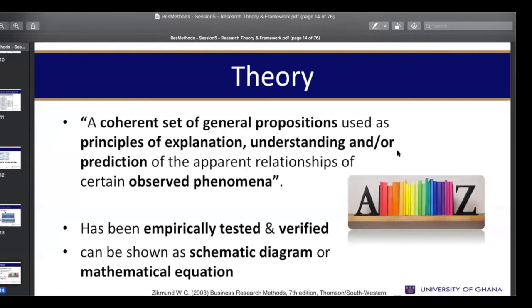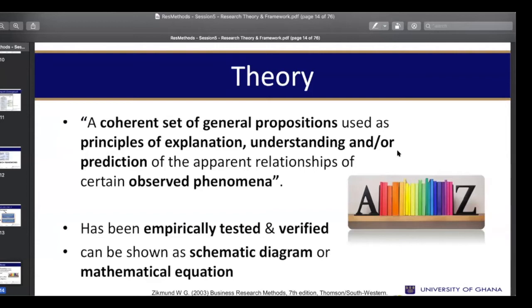A theory should have its purpose. A theory is used as principles of explanation, understanding and predicting apparent relationships. What is apparent in certain observed phenomena? So let's take our time. When you have a theory, it should have been built out of observed phenomena. That is the first thing you should have on your mind. A theory explains phenomena, or helps us to understand or predict phenomena. But that phenomena should have been observed empirically over time so that a theory can be derived.